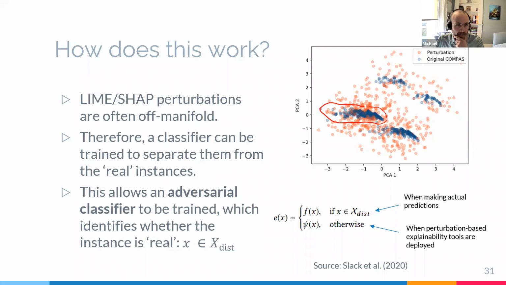And that means that we can quite trivially build a classifier to separate those perturbations from the real instances, and that allows us to quite easily train an adversarial classifier, which first of all identifies whether the instance is real, so whether or not it's on the manifold, and then it wraps two different classifiers.